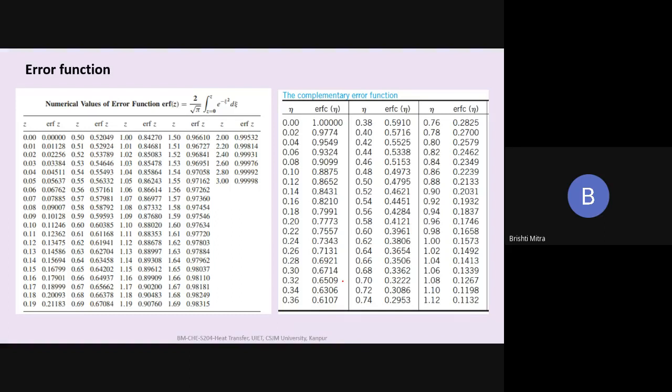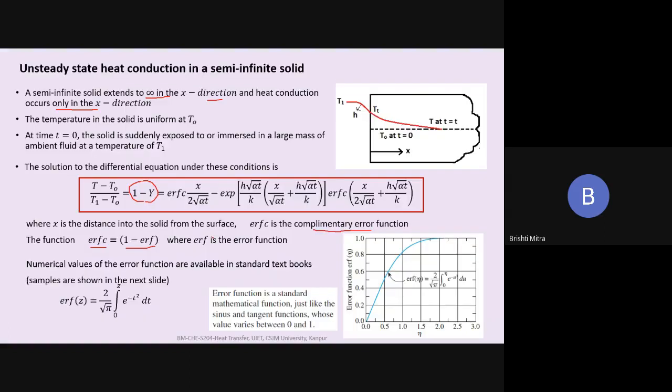Okay, so what do I do from here? Now let's see what is out here. So 1 minus y is equal to the complementary error function of x divided by 2 square root of alpha t. x is the distance at which you want to find out the temperature, and t is the time after which you want to find out. Alpha is my thermal diffusivity.